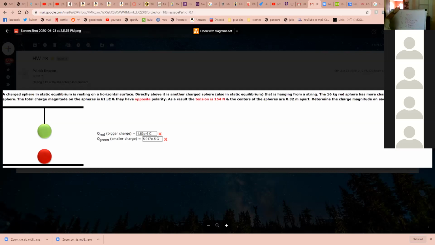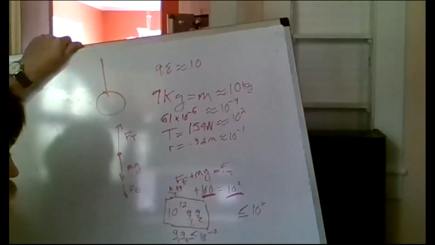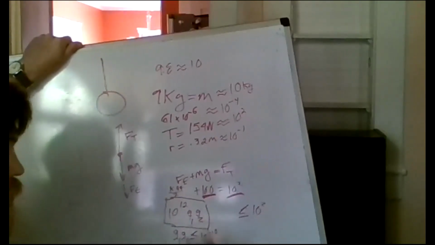Now I will just share that so we can see the process I got to that. Since they're roughly equal in mass and magnitude, that gives us a rough ballpark of 10 to the negative fifth is what we're going for.